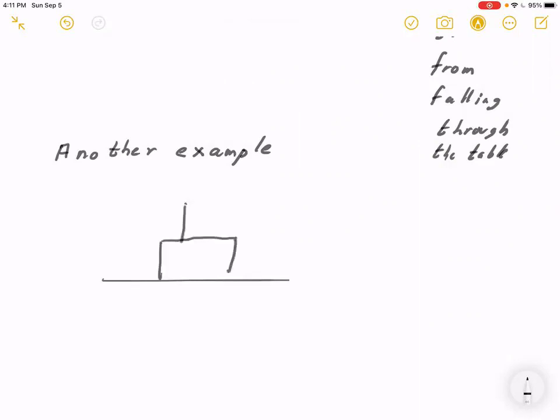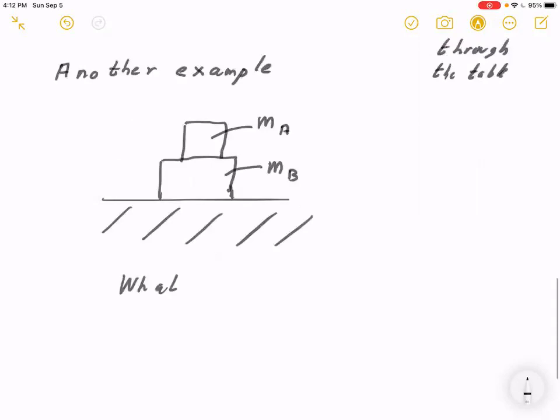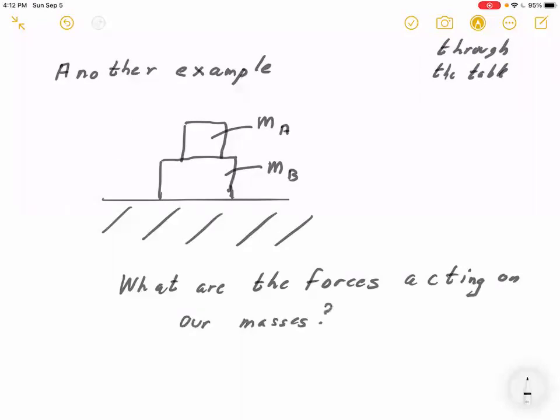Here I'm going to have not one block, but two. So I have a block of mass A and a block of mass B. And again, they lie on the table. So the key question is, what are the forces acting on our masses? And this problem is slightly more complicated because now I have two masses, m sub A and m sub B.